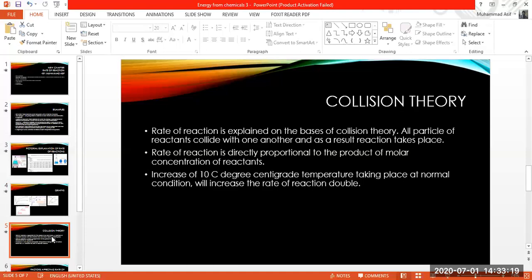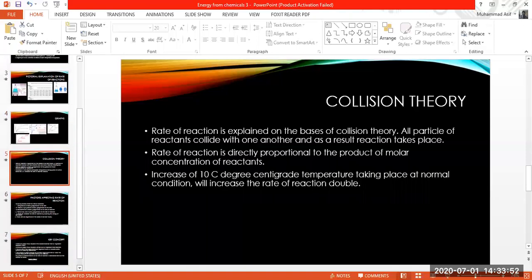And the third point, collision theory explained that if we increase the temperature by 10 degree centigrade for a reaction which is taking place at normal conditions of temperature and pressure, this will double the rate of reaction. The rate of reaction will become double due to a rise of 10 degree centigrade in temperature. Now, these are the important points of collision theory on the basis of which we can easily explain the rate of reaction of all.